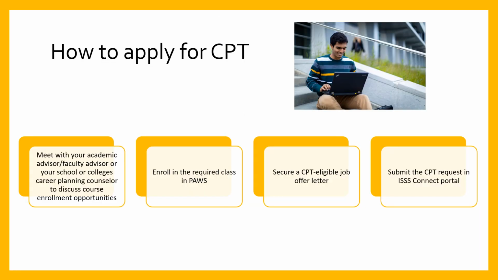How to apply for CPT. First, meet with your academic advisor, faculty advisor, or your school or college's career planning counselor to discuss course enrollment opportunities. Next, enroll in the required class in PAWS. Secure a CPT eligible job offer letter and submit the CPT request in the ISSS Connect portal.